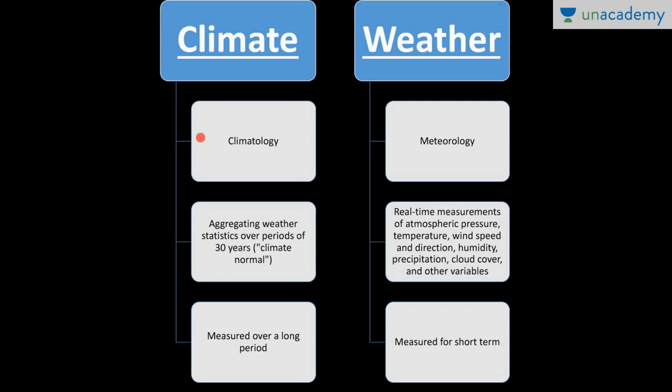Now, the study of climate is known as climatology. The study of weather is known as meteorology. Climate is aggregate weather statistics over a 30-year period, while weather is a real-time measurement, measured over a long period and measured over a short term respectively.